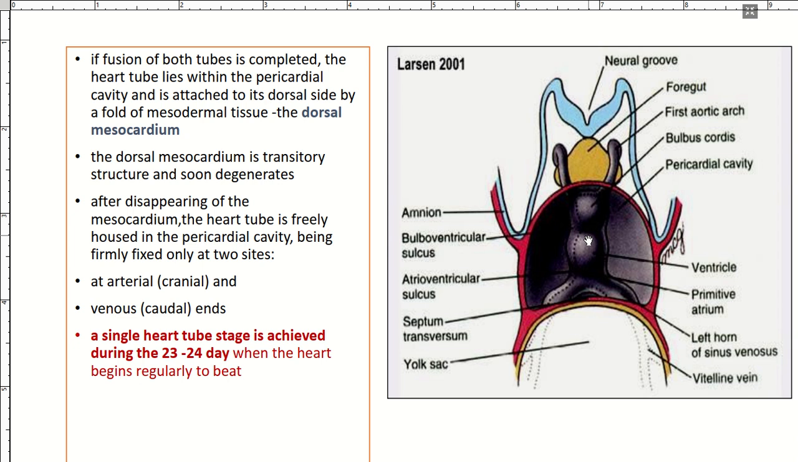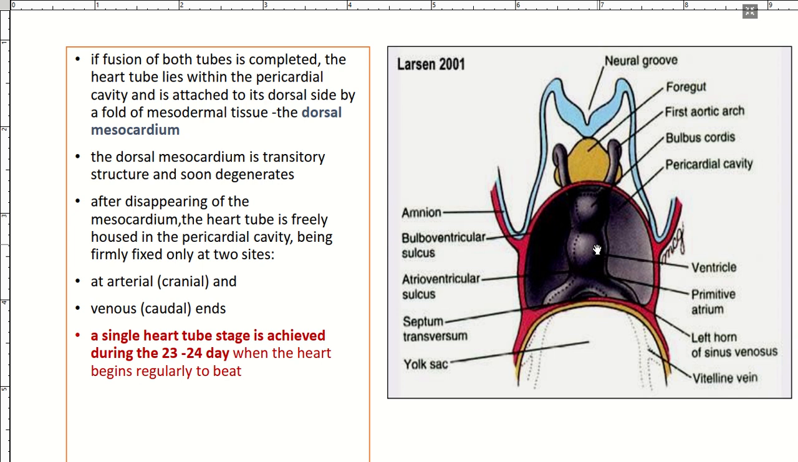Then after degenerating or disappearing, the heart tube is now free in this pericardial cavity, right? But it is fixed in two areas. The cranial, the cephalic area, is going to be your arterial end, and then your caudal area is going to be your venous end. So it's no longer fixed posteriorly, it's now fixed at the upper and lower end via these two ends, right?